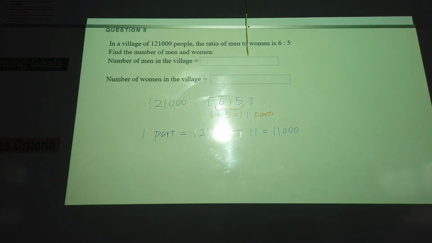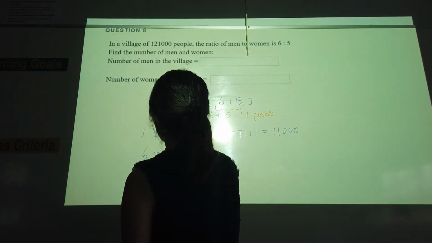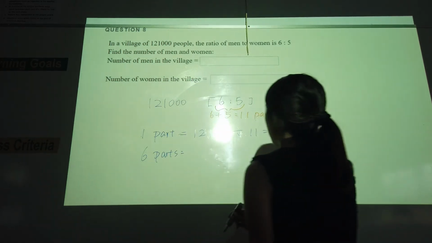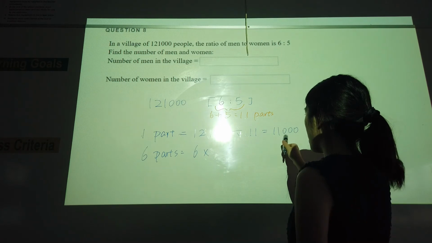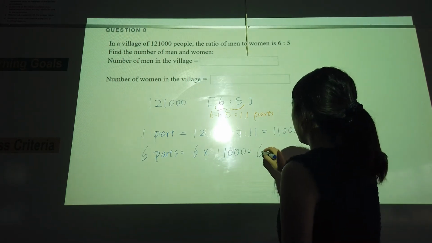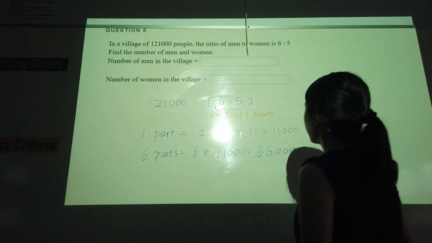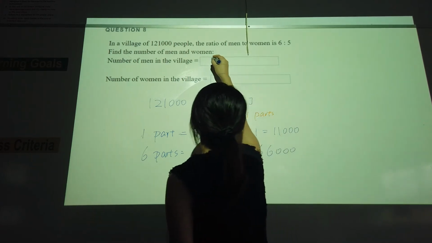Now, I'm going to find out the number of men in the village. We know that the number of men in the village is 6 parts of this. So I'm going to find out how many people there are in 6 parts. I'm going to do 6 times how many people there are in 1 part, 6 times 11,000, which gives me 66,000. And this is the number of men in the village.